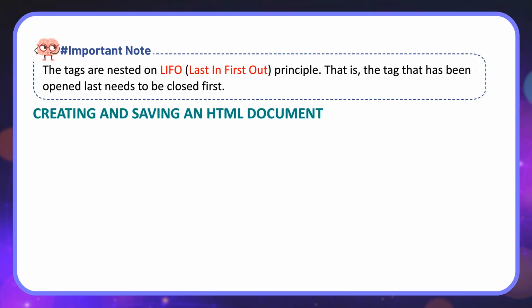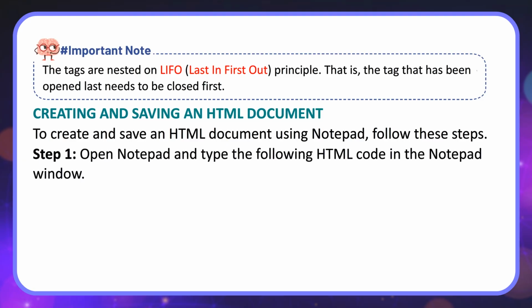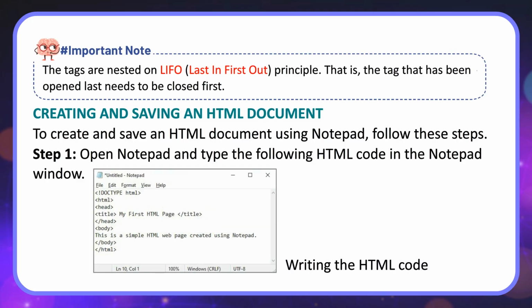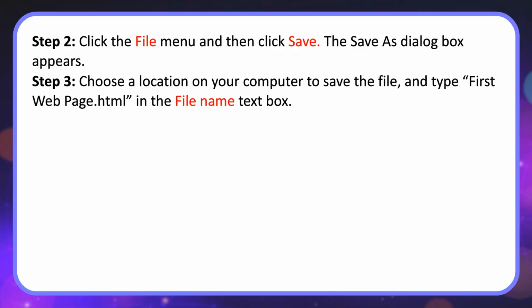Creating and saving an HTML document. To create and save an HTML document using Notepad, follow these steps. Step 1. Open Notepad and type the following HTML code in the Notepad window. Writing the HTML code. Step 2. Click the File menu and then click Save. The Save As dialog box appears. Step 3. Choose a location on your computer to save the file, and type first webpage.html in the file name text box. Step 4. Click the Save button.